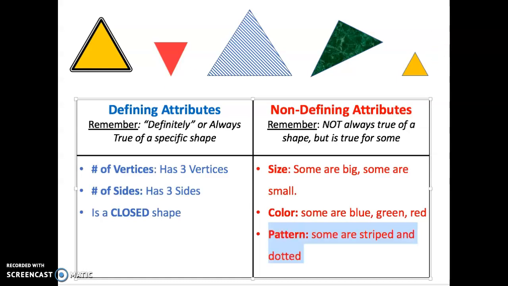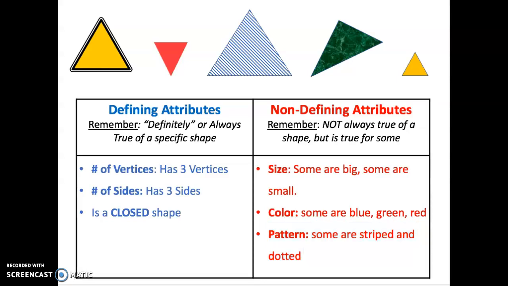Another thing you'll notice is that some have a pattern. Look at this triangle in the middle. It has a striped pattern. Do all triangles have a striped pattern? No, just some of them do. So that means it's a non-defining attribute. It's not always true.